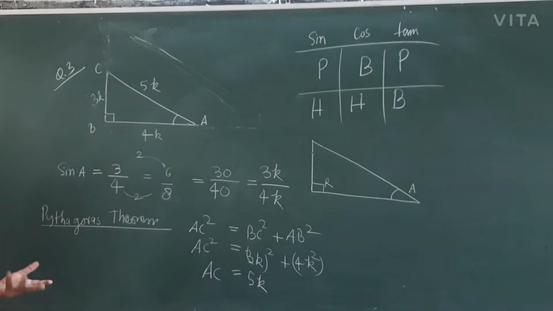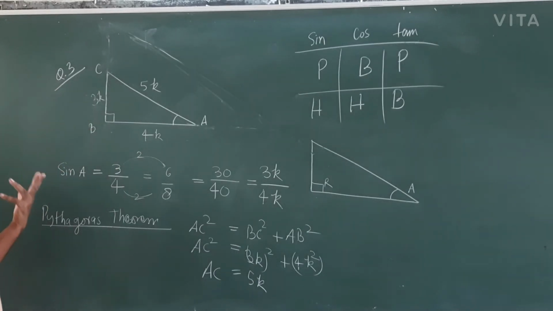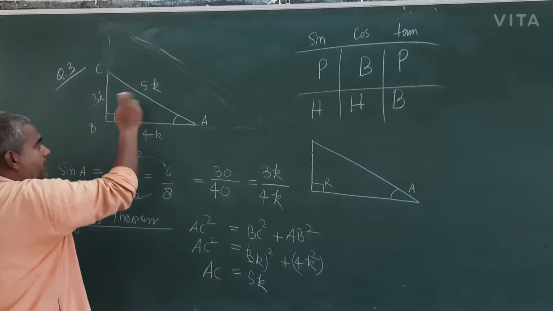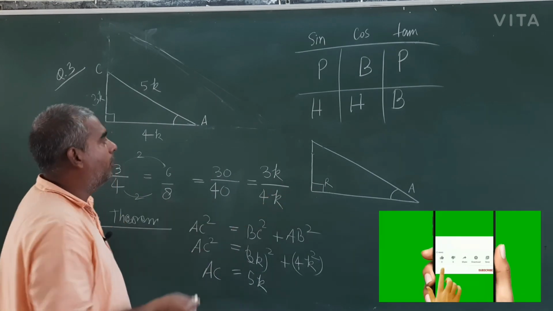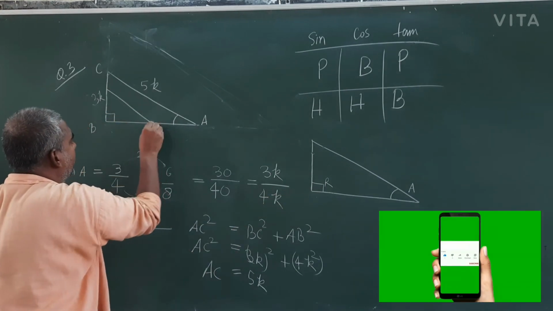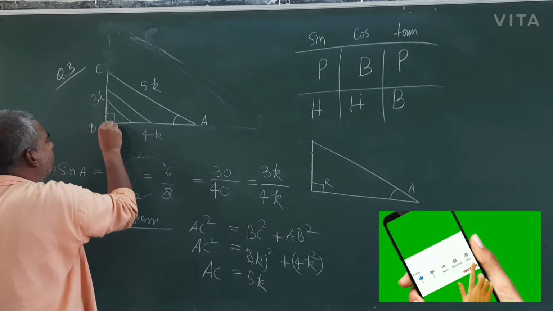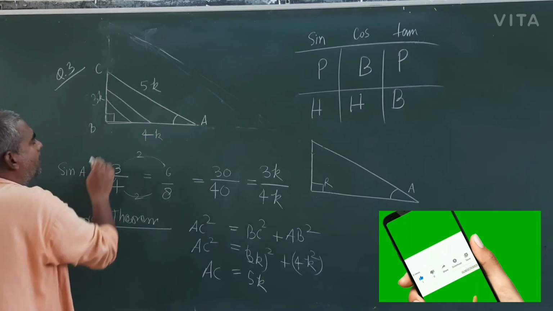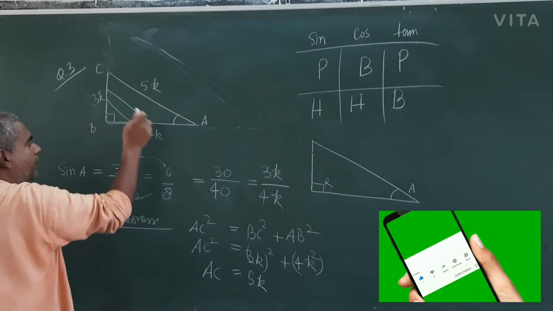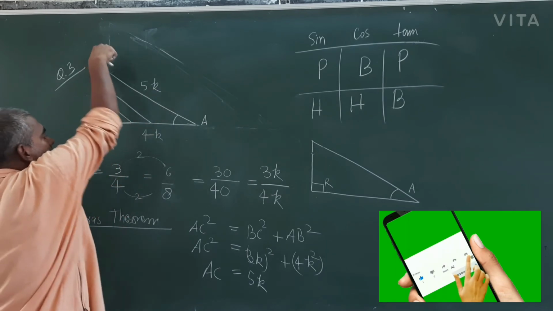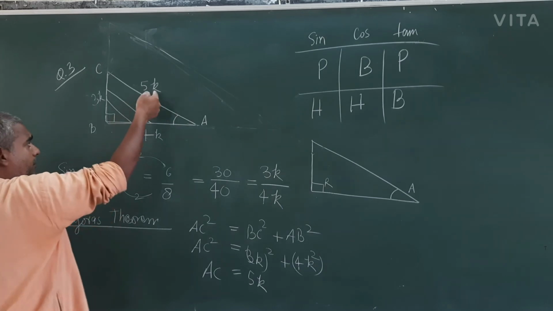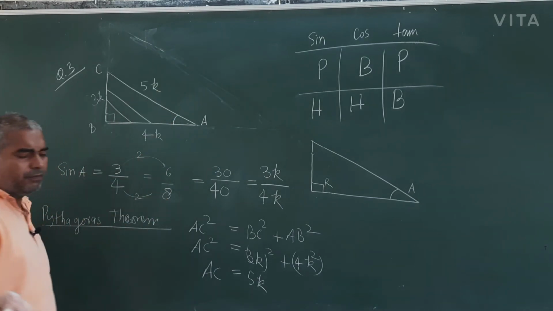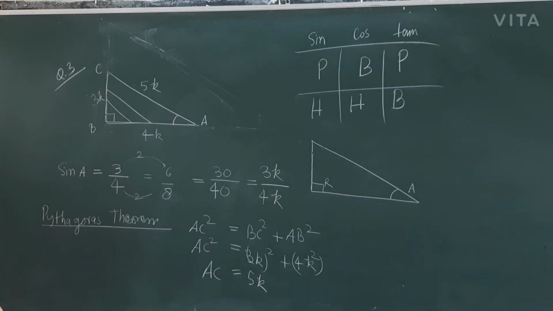So we don't know the k, but we can find the ratio. All the triangles will be similar. Triangles may be smaller, triangles may be larger also, but the ratio will be the same. 3, 4, 5, as I have told you, 6, 8, 10, 30, like that. So this is 5k. And after that, what you have to find? cos A and tan A.